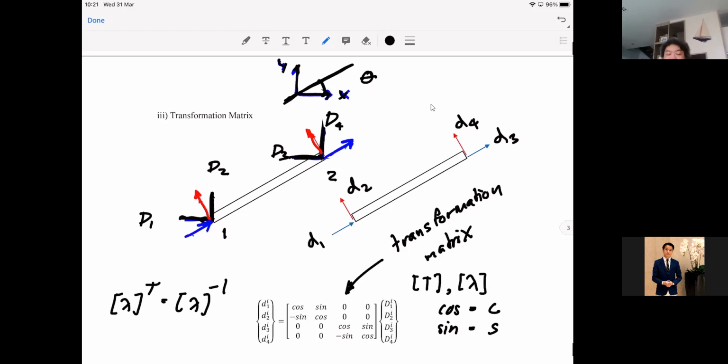Okay, but now we have the transformation matrix. We have the stiffness matrix in the global direction. So now we're going to make use of the transformation matrix and the stiffness matrix and try to create the system whereby you can solve any problem in the global direction.